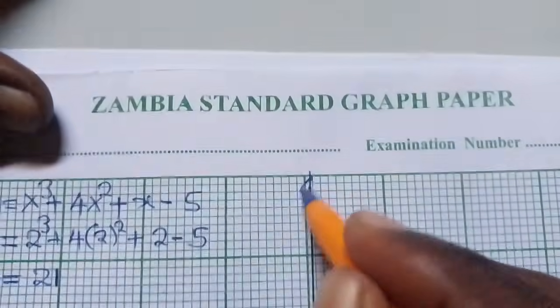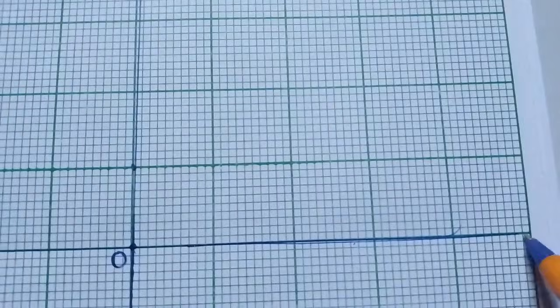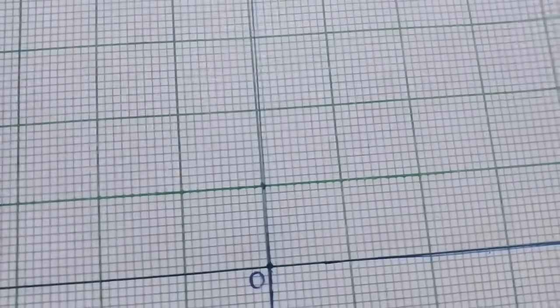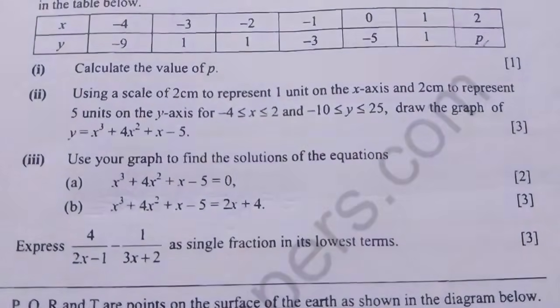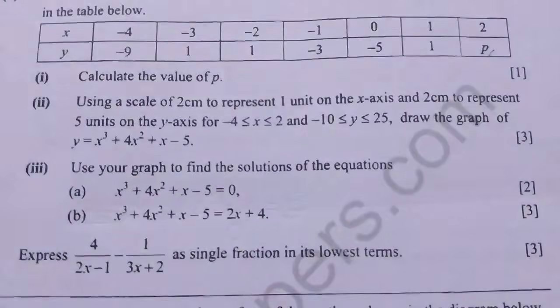So you know that this one here, this is your y-axis. This is your x-axis. So you do this. This is my x-axis. So once I do this, then I start plotting now. You were told that you use a scale which you were given. It was saying that in the x-axis, 2 centimeters to represent 1. Have you seen 2 centimeters to represent 1?